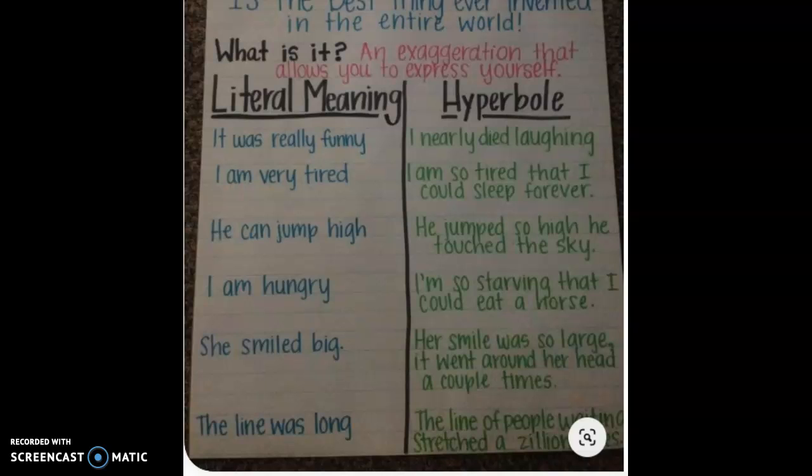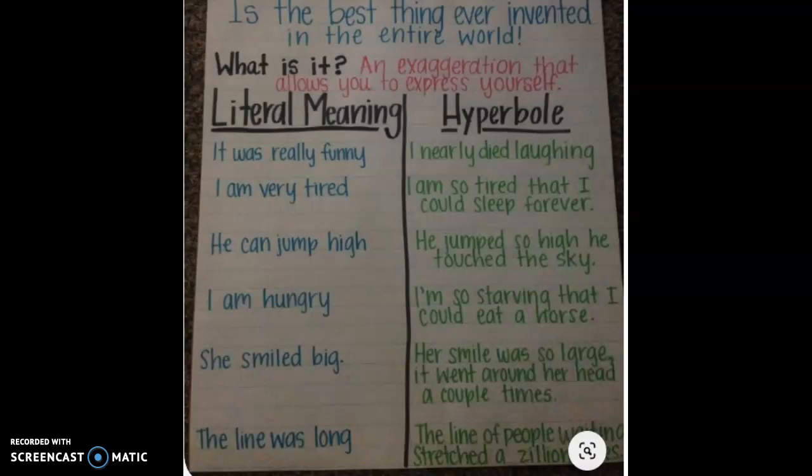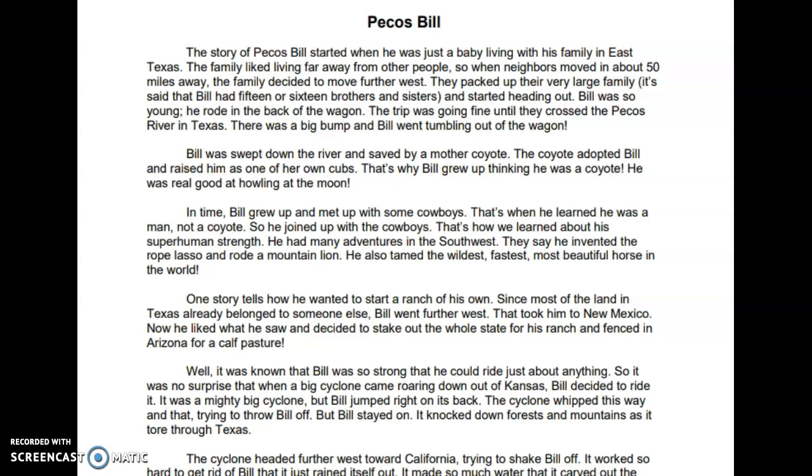And then we have the line was long. And instead, we could say the line of people waiting stretched a zillion miles. So notice how this could grab the reader's attention, make the writing way more interesting than the literal meaning. So the tall tale that we're going to read is called Pecos Bill. And we're going to try and identify some of those hyperboles and other figurative language.